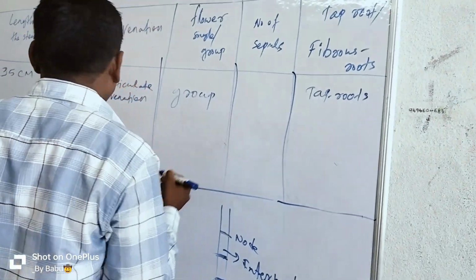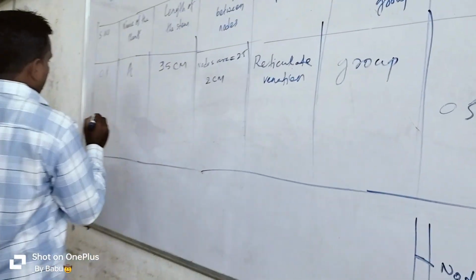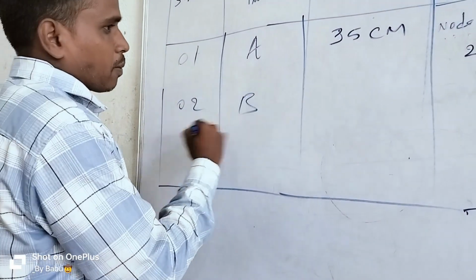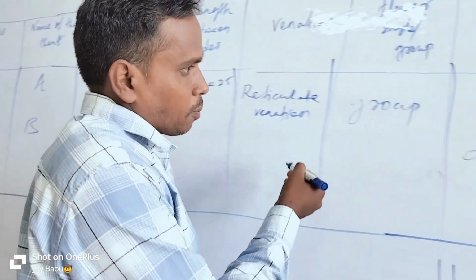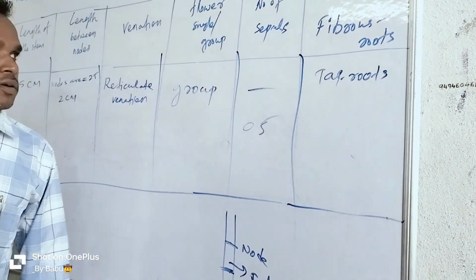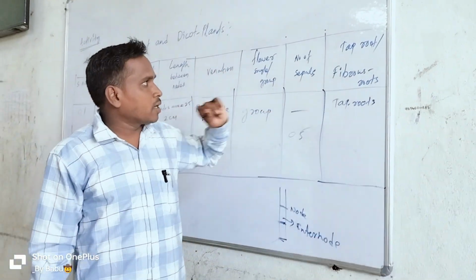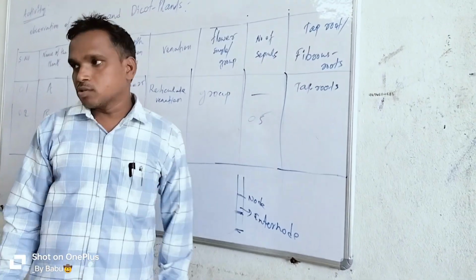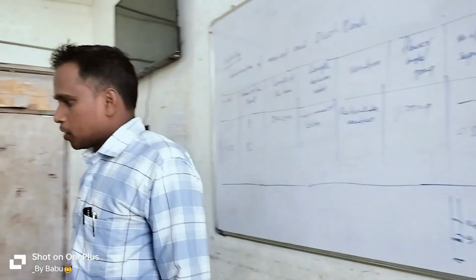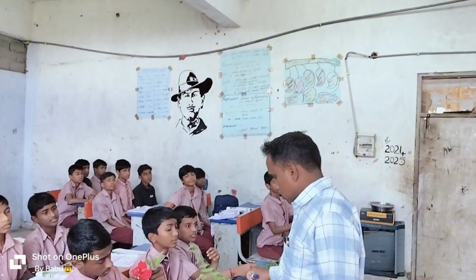That is the B plant's sepals, and the flower is not available in the A plant. That's why we are not counting. The counting is not possible because the flower is not available on that plant. And tap root system or fibrous root system. Already written. This is tap root system.